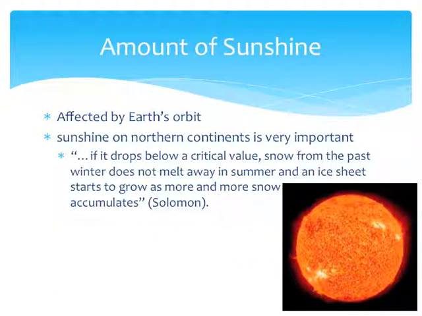Another possible cause is the amount of sunshine on Earth. According to studies, the amount of sunshine on northern continents is crucial. As stated in one article, if it drops below a critical value, snow from the past winter does not melt away in summer, and an ice sheet starts to grow as more and more snow accumulates.